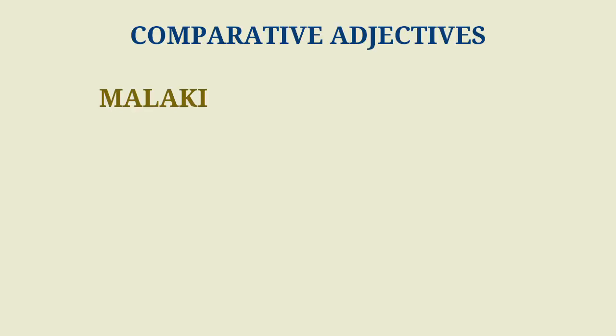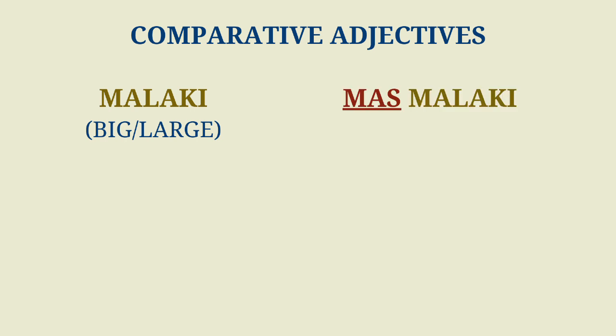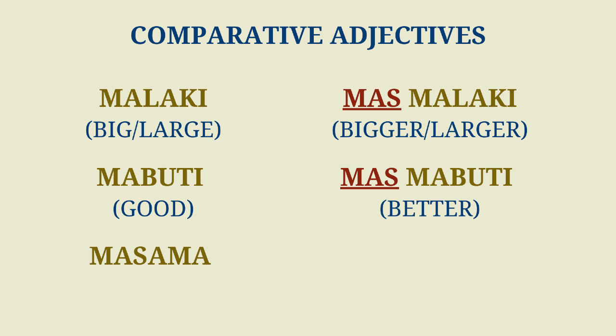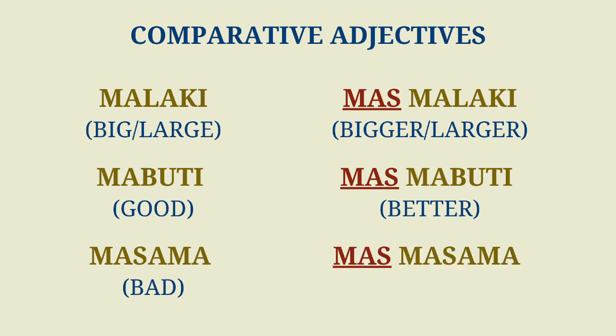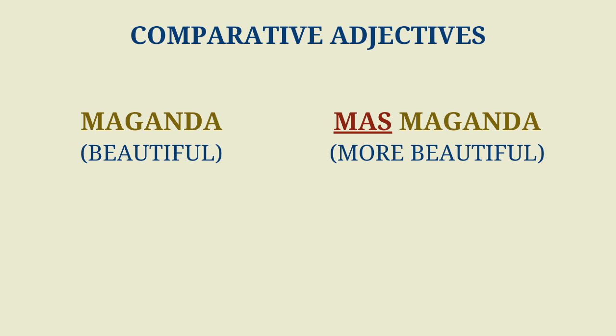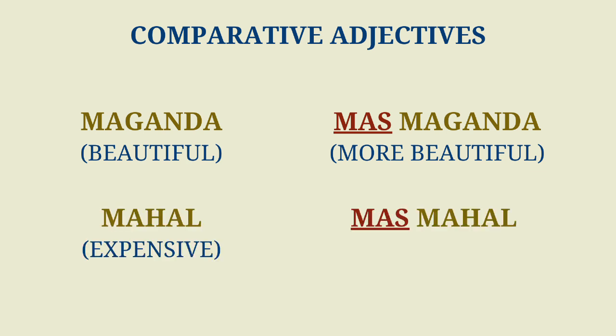Halimbawa, malaki is large or big. Mas malaki is larger or bigger. Mabuti is good, while mas mabuti is better. Masama is bad, while mas masama is worse. Maganda is beautiful, while mas maganda is more beautiful. Mahal is expensive, while mas mahal is more expensive.